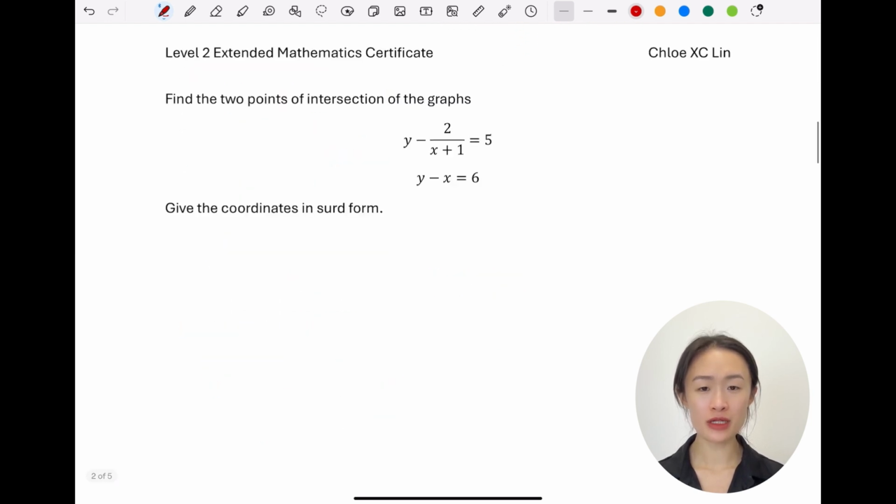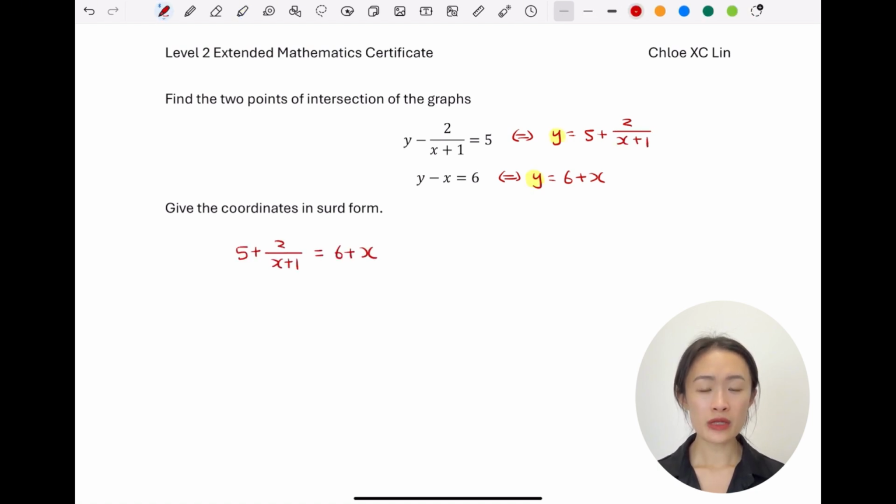Moving on to the next one. We are also given two equations. The first one, y take away 2 over x plus 1 equals 5. And y take away x is 6. I can make y the subject in the second equation. Now I'm going to do it using a different method, just so that we can do a quick revision of all different methods. I can make y the subject in the first equation as well. Now I set these two equal to each other.